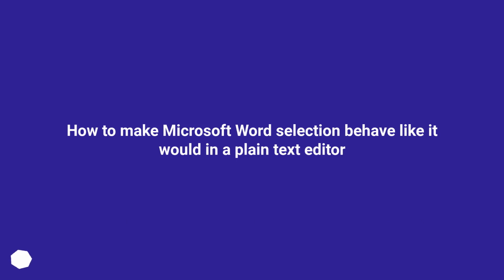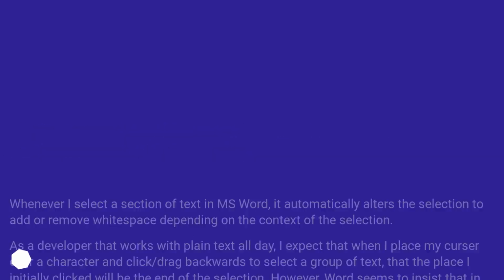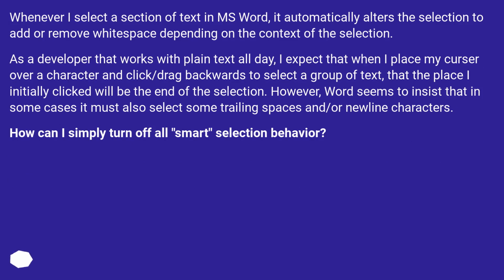How to make Microsoft Word selection behave like it would in a plain text editor. Whenever I select a section of text in MS Word, it automatically alters the selection to add or remove whitespace depending on the context of the selection.